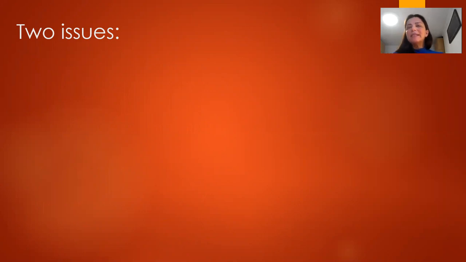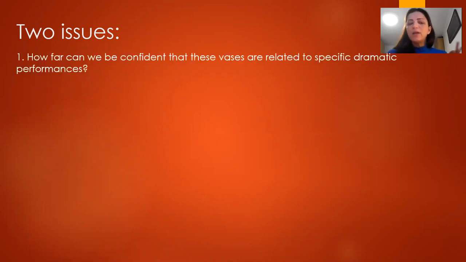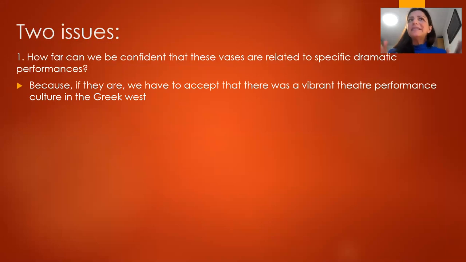were at the time, and they still are, two issues which are mainly discussed in relation to iconography and Greek tragedy and comedy. One of them, which I'm not going to go into very much, but it's actually quite significant, and I've implied very many times in positive terms, is this question: how far can we be confident that these vases are related to specific dramatic performances?